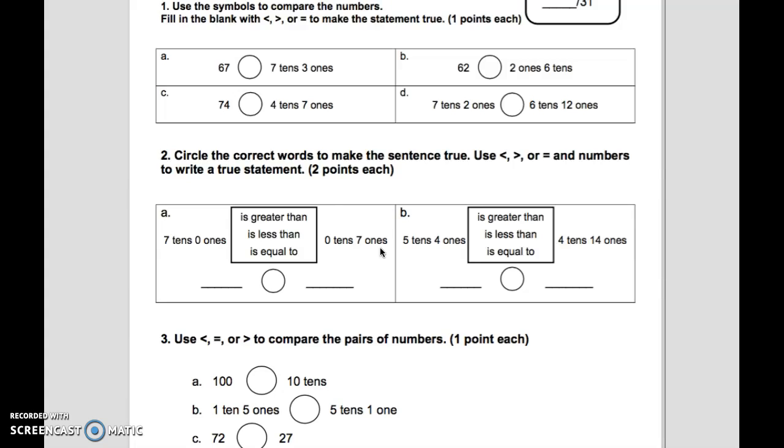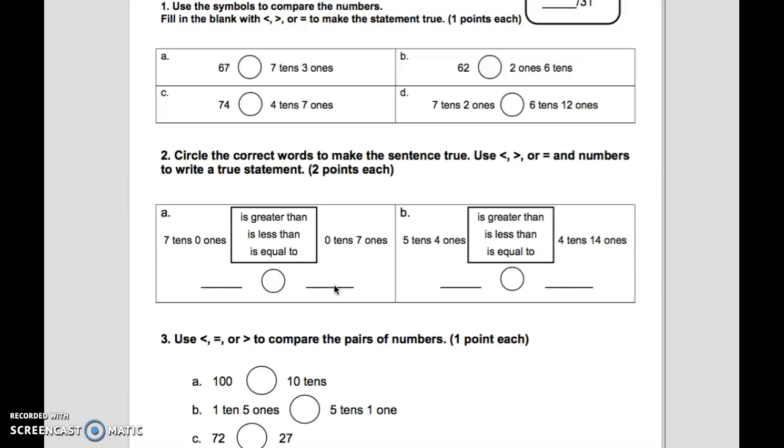So get your cubes out or whiteboard and marker to figure out what each of these numbers represent. What do these equal? Then once you figure out what each of these numbers are, write that number on the line. So 7 tens, 0 ones is what number? Write it here on the line. Then come over here. 0 tens, 7 ones is what number? Write that number on the line.